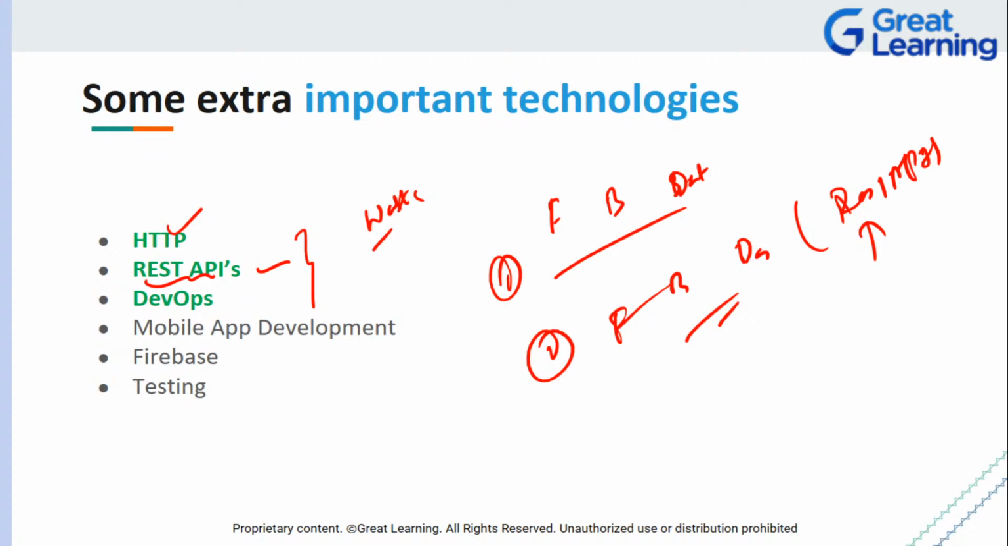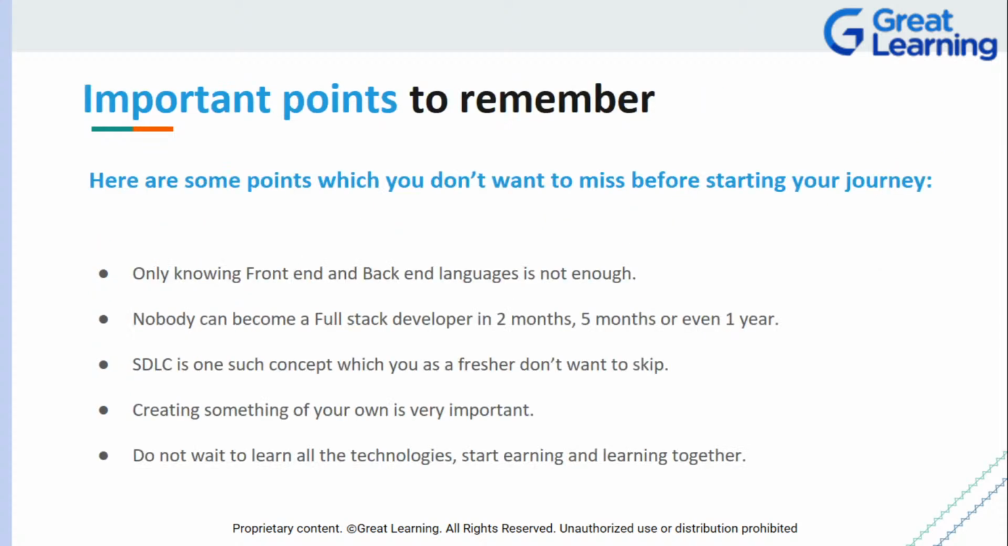Then you have testing, then you have Firebase. For the people who have some experience, testing is very important, right? Unit testing, JUnit testing. Those are very important to test your code. Then you have mobile app development, maybe a little bit about Android and all. Good to know, okay.